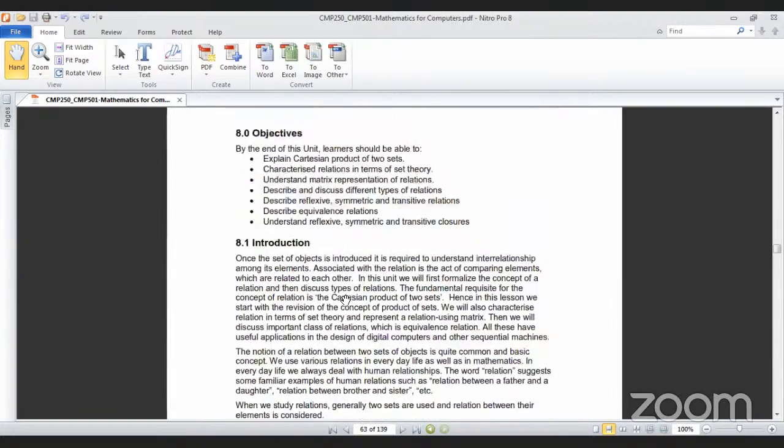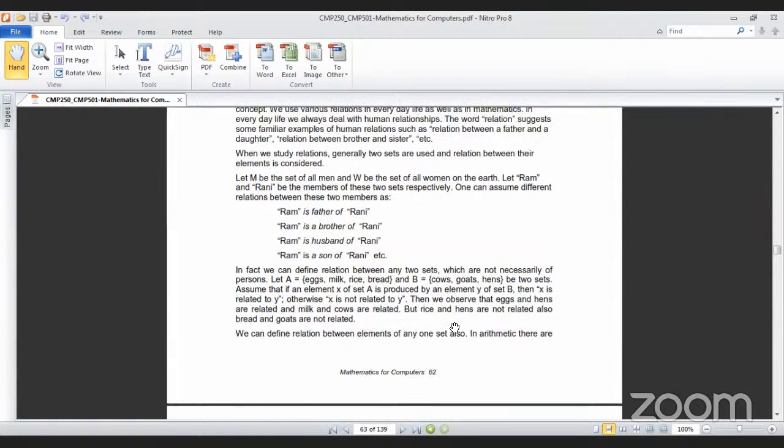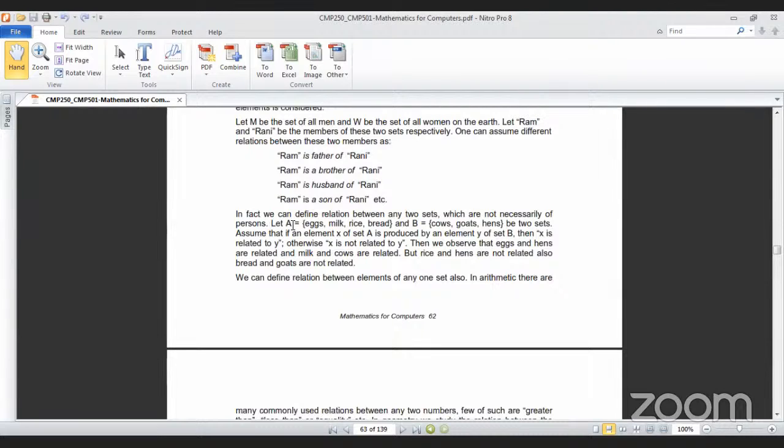Now what are relations? In normal life, relations are father, mother, brother, husband, family relations, right? So here, let's see this example. A is taken as eggs, milk, rice, bread. B is taken as cow, goats, and hen. If an element X of set A is produced by an element Y of set B, this is your relation. Then X is related to Y, otherwise X is not related to Y.